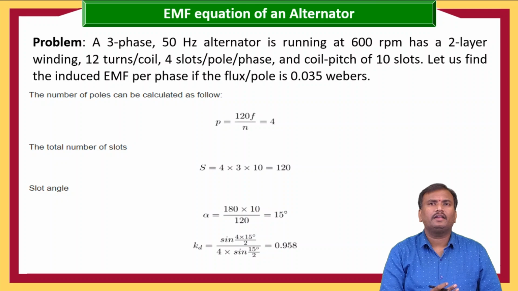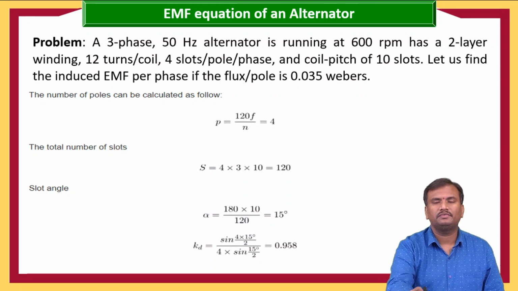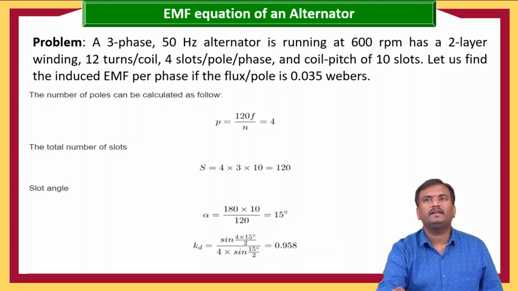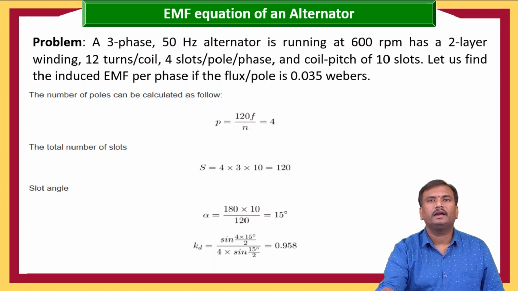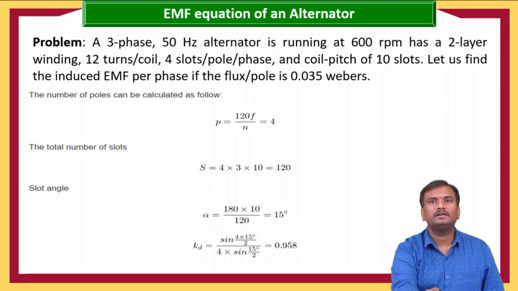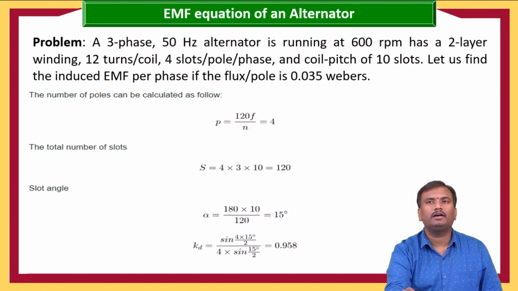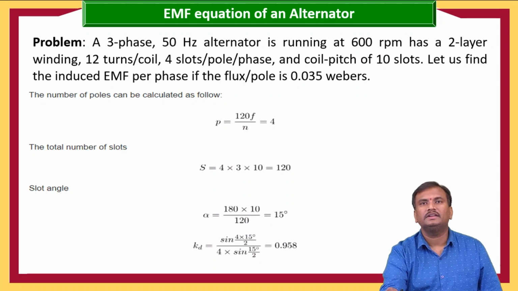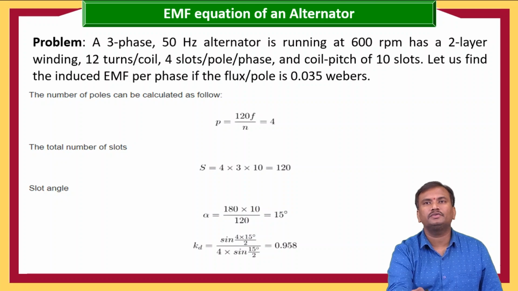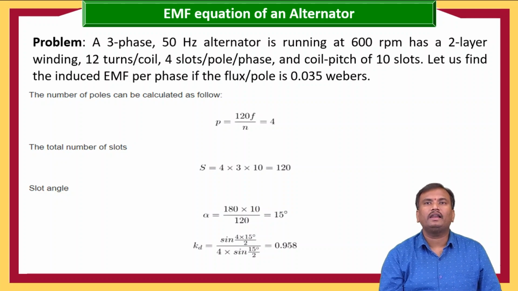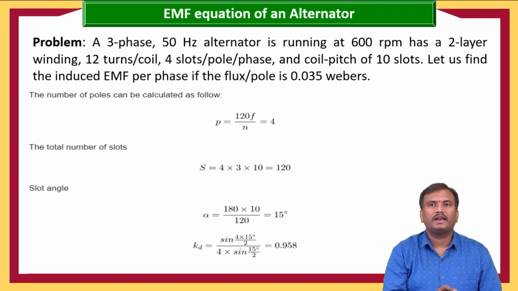Now we'll go with another problem. A 3-phase 50 Hz alternator is running at 600 rpm and has a 2-layer winding, 12 turns per coil, 4 slots per pole per phase, and coil pitch of 10 slots. Let us find the EMF induced per phase if the flux per pole is 0.035 Webers. In order to calculate the EMF induced per phase, first we need to calculate the Kd value.